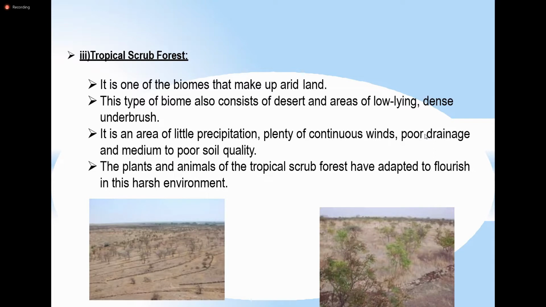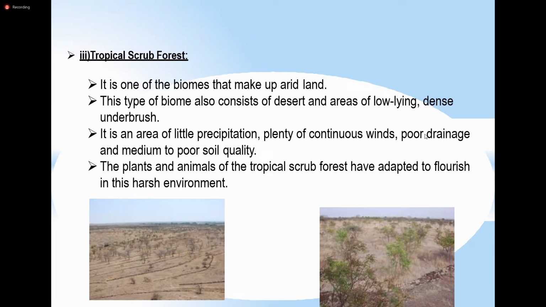Then there's a category called tropical scrub forest. Now, it is also one of the biomes that make up the arid land. Which you can see from the picture, there is a very scanty number of trees there. This type of biome also consists of deserts and areas of low-lying dense underbrush. So deserts are not exactly a desert which is permanently with sand on it, but this barren land without much of the trees over there. But we do see some popping up in that area.